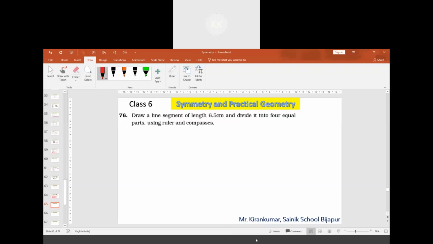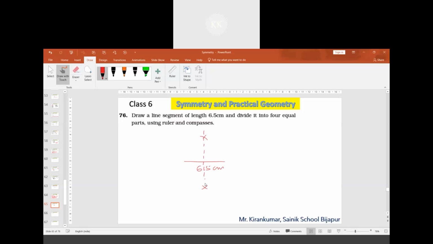Shall I tell you how to do that? I will tell you in rough. Take one line segment of length 6.5 centimeter. You bisect it using a perpendicular bisector.